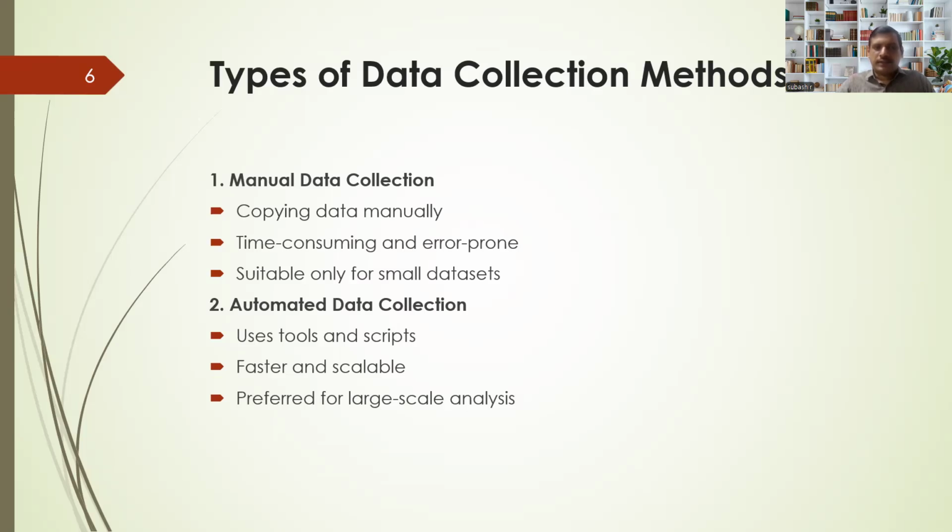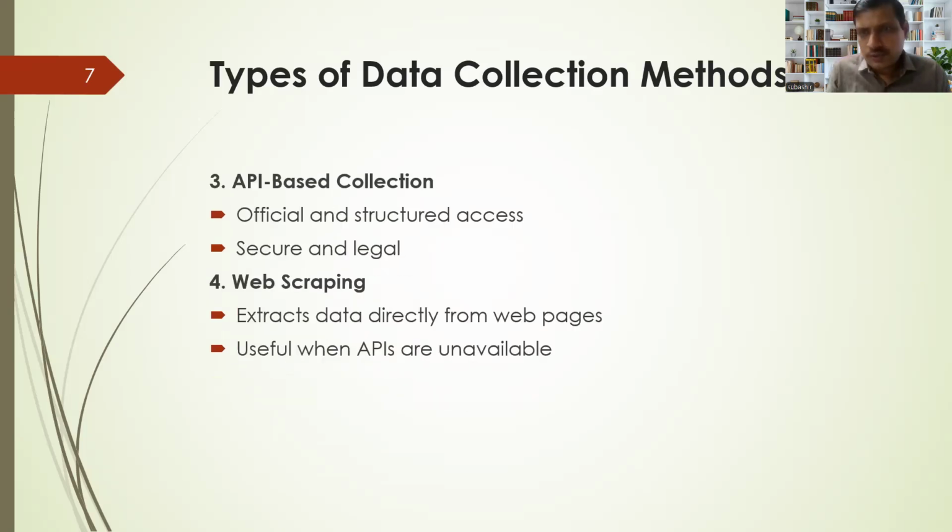Then automated data collection uses tools and scripts. Web scraping is one of the automated data collection methods. It uses tools and scripts. It's faster and scalable, and preferred for large scale analysis. API based collection: we have seen previously the Reddit API and Twitter API. It gives official and structured access. It is official; they themselves provide the API key. It's secure and legal. Web scraping we have discussed now.